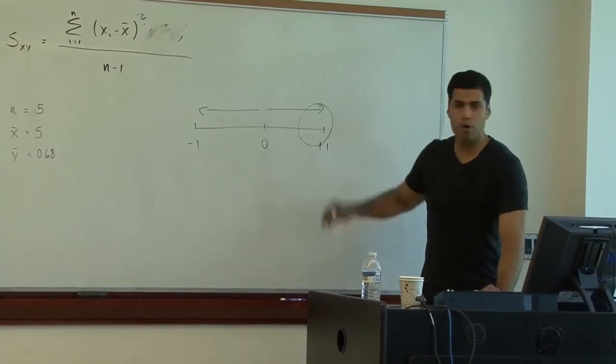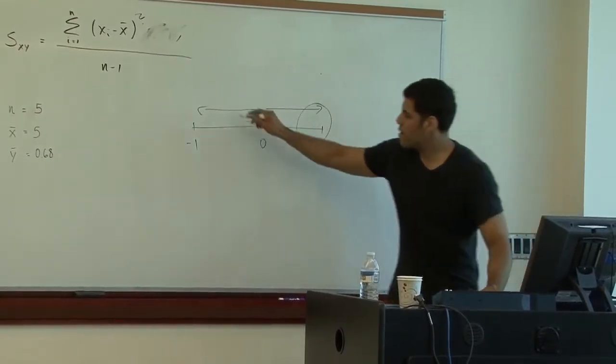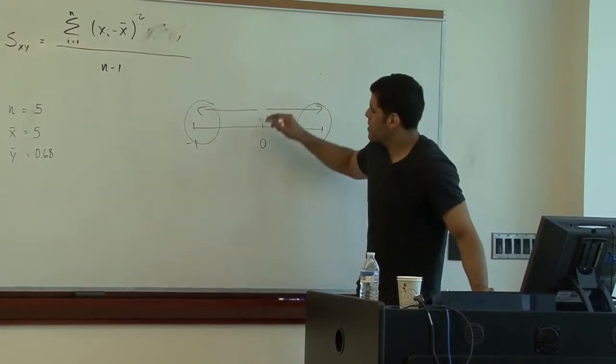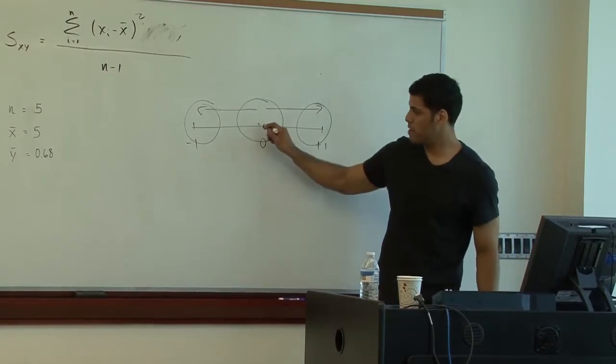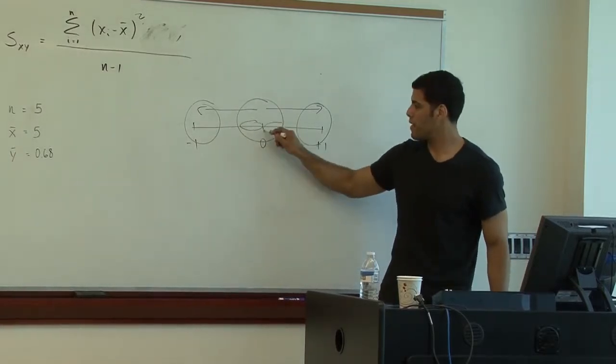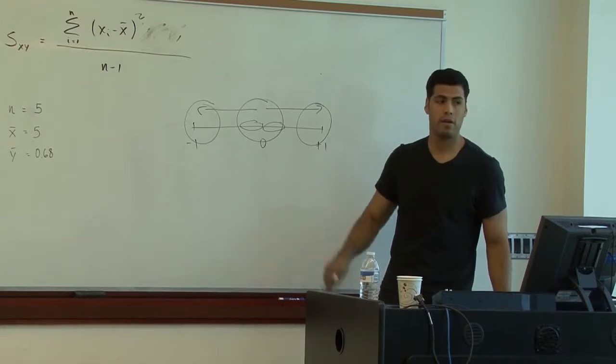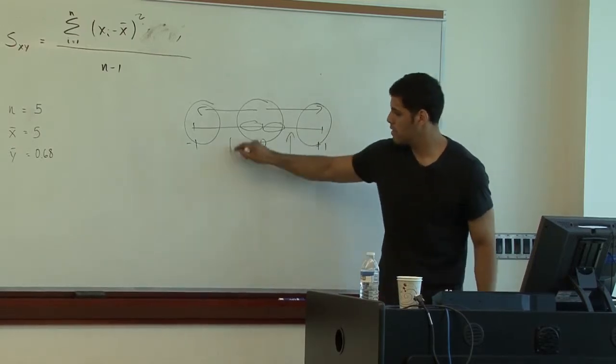So here, you are in a strong positive area. Here, you are in a strong negative area. Here, you are in a weak area, where there is weak negative or weak positive. All right? What about here?